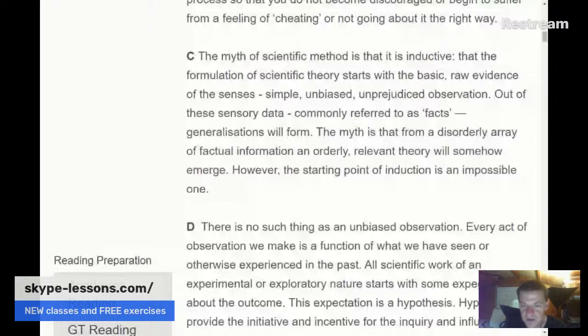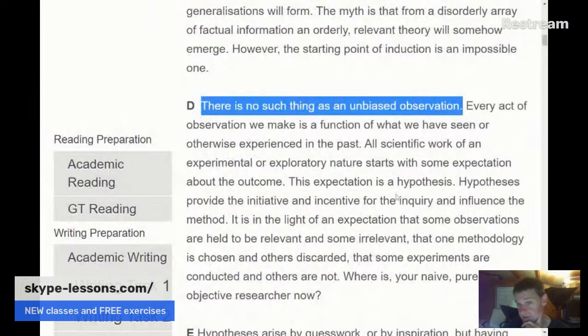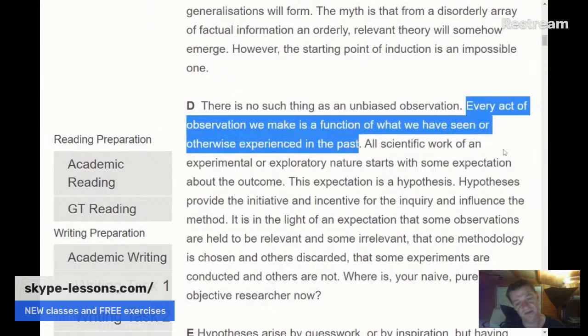Okay, let's keep going. D: there is no such thing as an unbiased observation. This is why he's arguing against the inductive method, because the inductive method of just having facts and you being a neutral, unbiased observer is not the case. It's not true. Every act of observation we make is a function of what we have seen and otherwise experienced in the past. All scientific work of an experimental or exploratory nature starts with some expectation about the outcome. So it is already biased, it's already prejudiced.